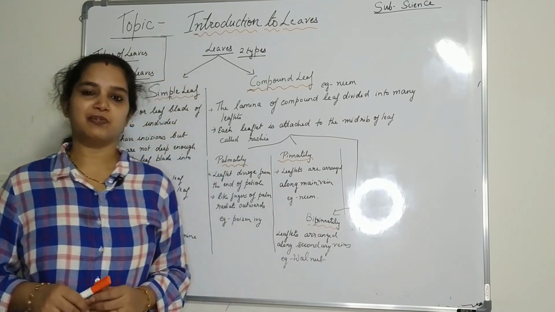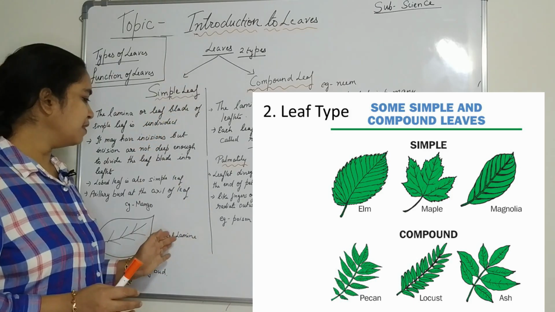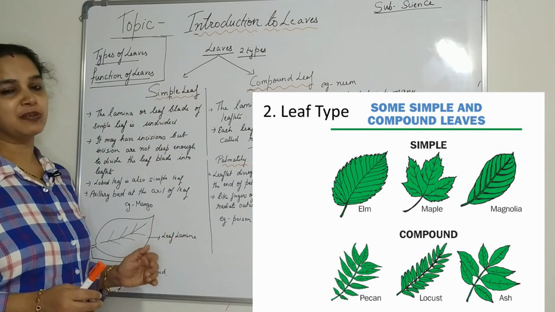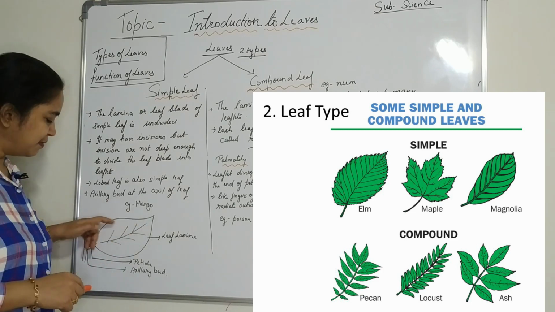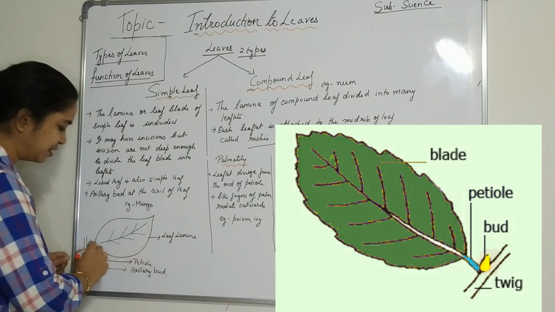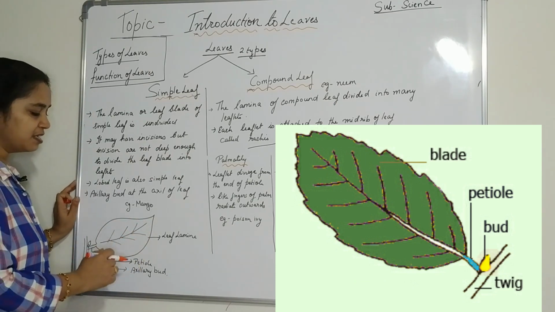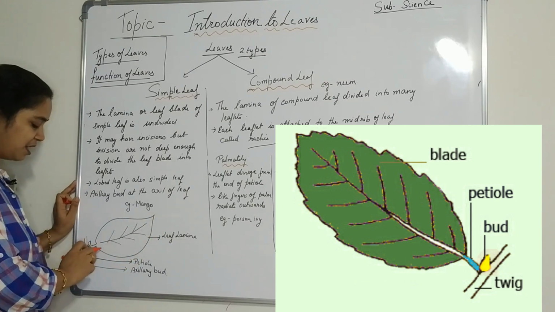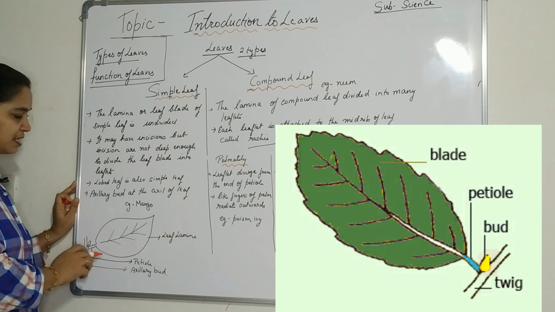There are two types of leaves. They are mainly the simple leaf and the compound leaf. We have previously discussed the parts of the leaf. The leaf consists of the leaf lamina, a broad flattened green structure of the leaf. It is attached by the petiole to the stem, and in between the two is the axillary bud.